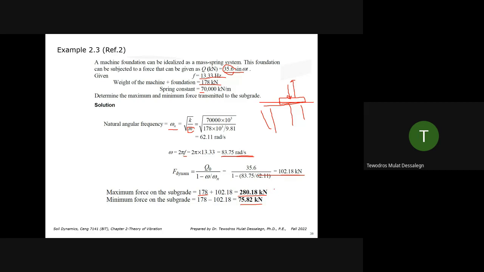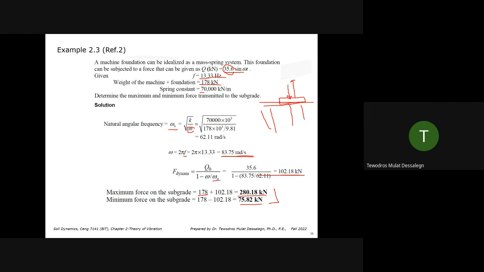With these forces now, you can determine, okay, how much settlement I'm going to have. Is the bearing capacity of the soil good enough to carry all this? If it's not, then you work with your design. Maybe you make your foundation block bigger. When you make it bigger, the mass increases. And when the mass increases, then what happens? The natural frequency decreases.